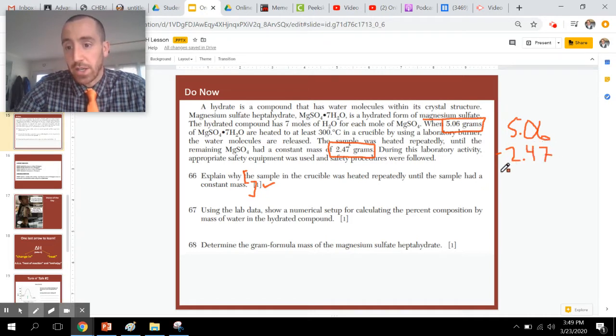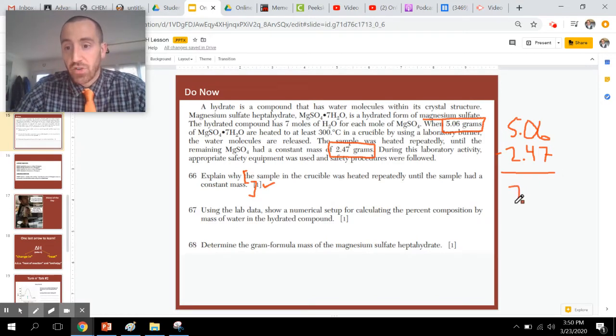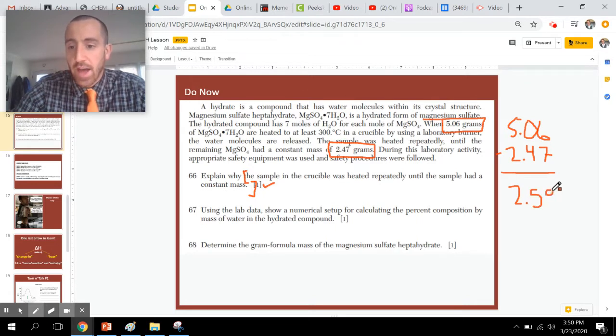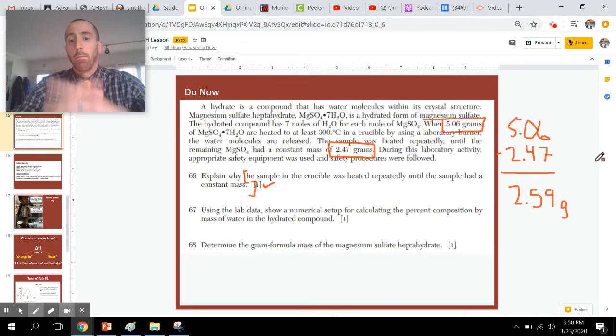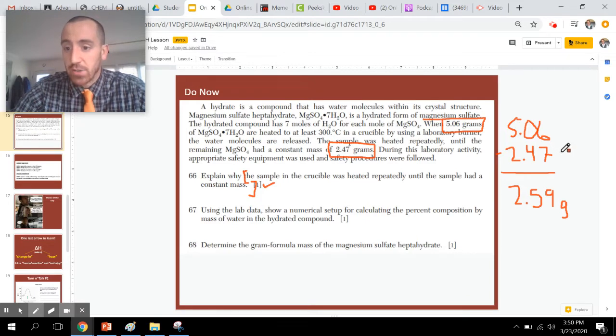And that's why it's a bit tricky. You have to use the numbers in the question to get the mass of water that you need to plug into a separate equation. So 5.06 minus 2.47, and you should get 2.59. That is grams of water. So you were successfully able to boil away or heat away 2.59 grams of water. And if you ever want to check it, remember, this is your MgSO4 and this is your H2O. So if you add them together, you should get something really close to what your original mass was, and you do.